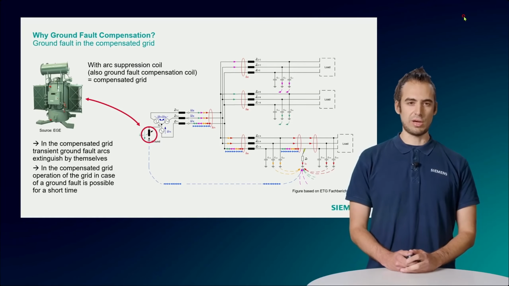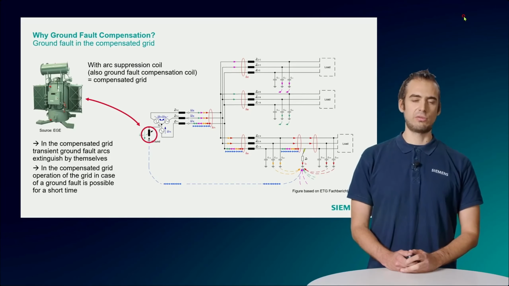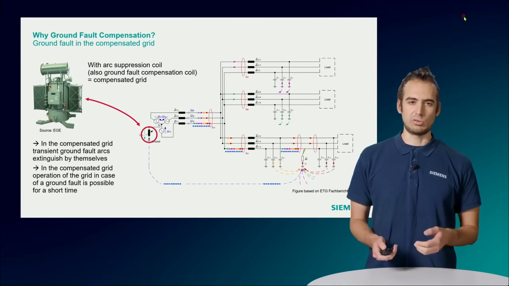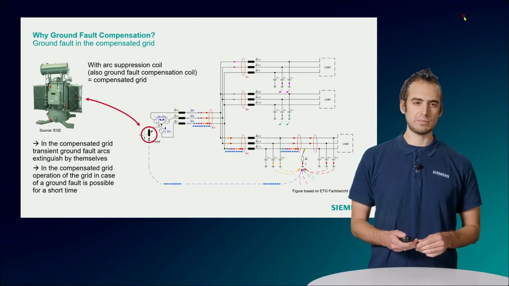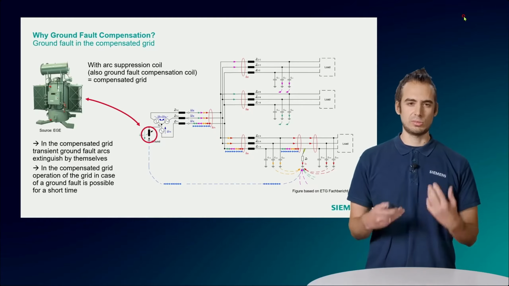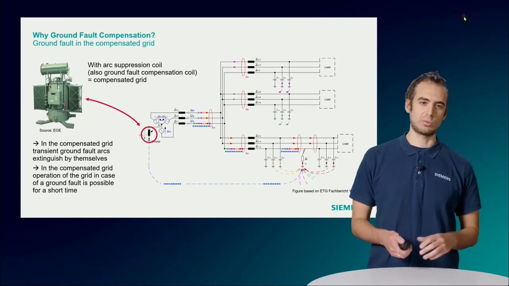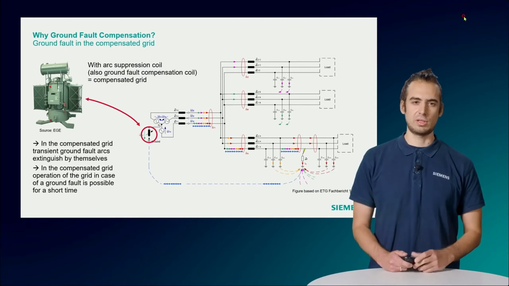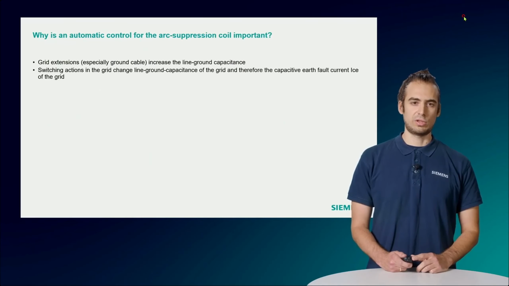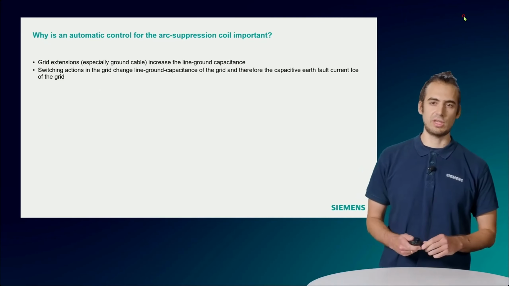And also if we have other faults, like stationary faults in cable grids, we also have the possibility to operate the grid for a while in this faulty state, because we have low fault currents and we will not have dangerous step or touch voltages there. So far on the compensated grid itself and the arc suppression coil.